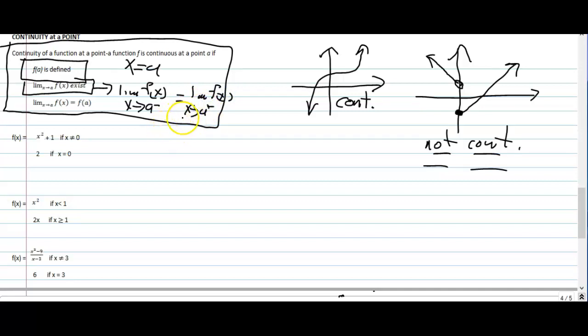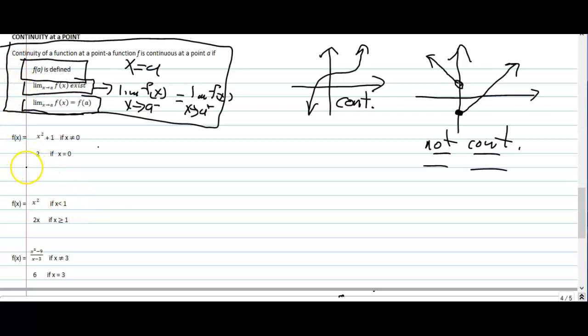We just talked about what it means for the limit to exist. In order for the limit to exist, the left and right limits must exist and be equal to each other. And the third condition is that the ordinary limit must be equal to f of a. So to determine continuity at that point, you first have to make sure that f of a is defined, and then you have to look at both the left and right limits and see that they exist and are equal to each other, and then your ordinary limit should be equal to f of a.